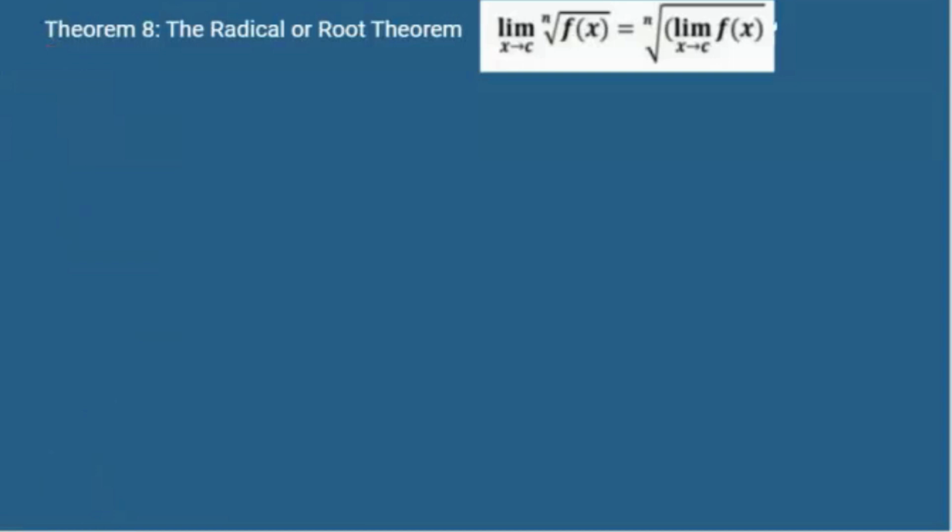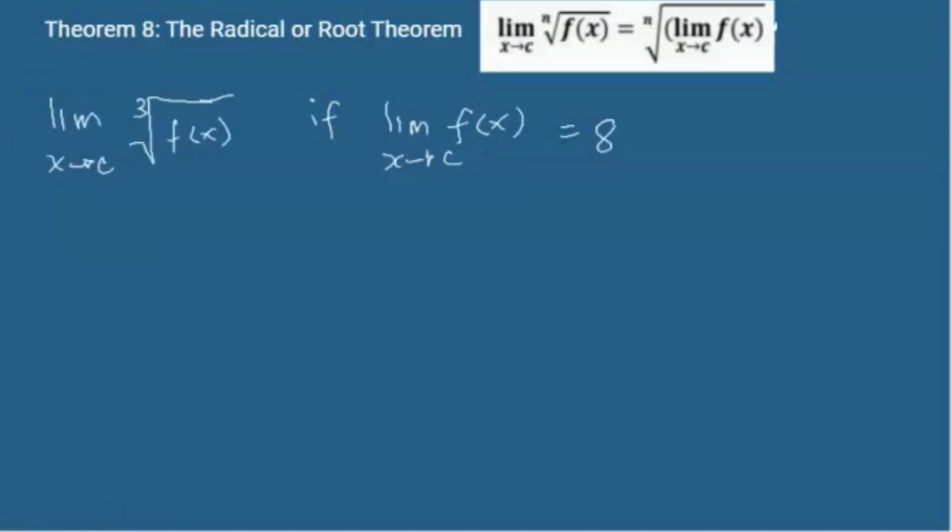Let's have some examples. Find the limit of cube root of f of x as x approaches c if the limit of f of x as x approaches c is equal to 8. So applying theorem 8, we'll have the cube root of the limit of the function. So the limit of f of x as x approaches c, and our f of x is equal to 8, so that's the cube root of 8, which is 2.